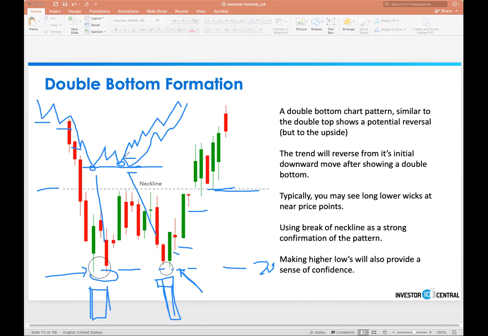But if you made that trade and you saw that trade making higher lows, higher lows, higher lows, then that's a strong confidence booster, that you can see that this is a strong double bottom reversal pattern.